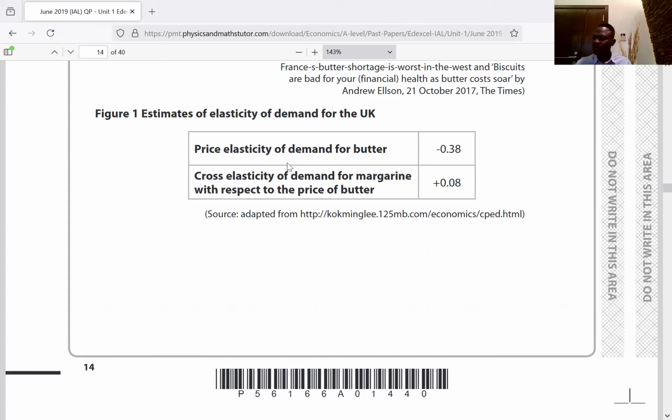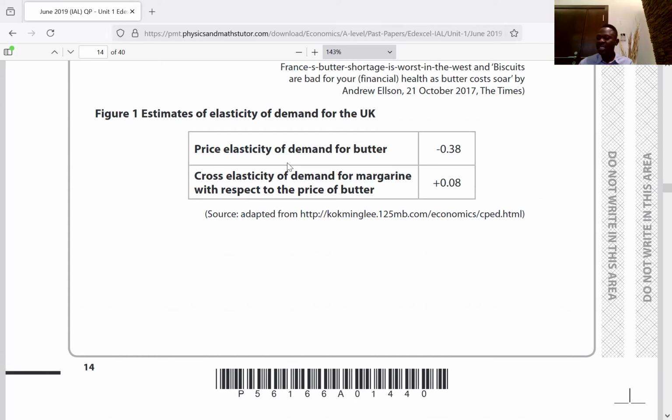So in positive XED, margarine or butter can be used to make cake, toast, biscuits, or pastries. Therefore, it has to be an increase in the price of butter relative to margarine. Because if the price of butter is increasing at the same time the price of margarine is increasing, they might not be switched. But an increase in the price of butter relative to the price of margarine will increase the quantity demanded for margarine. That is the point there.